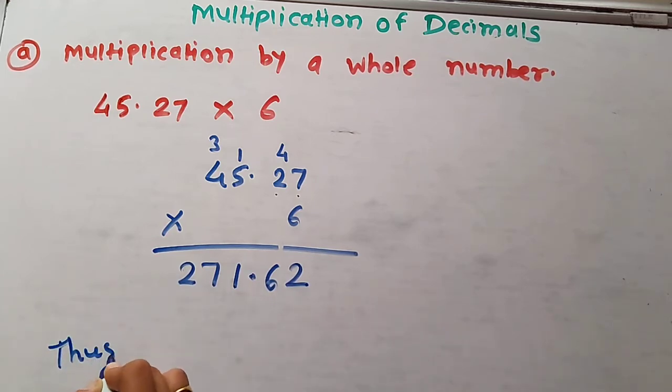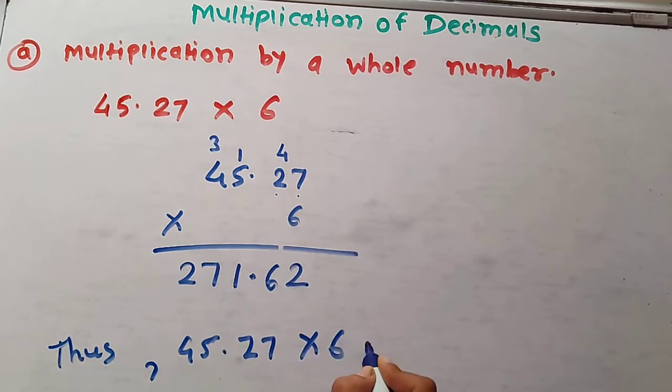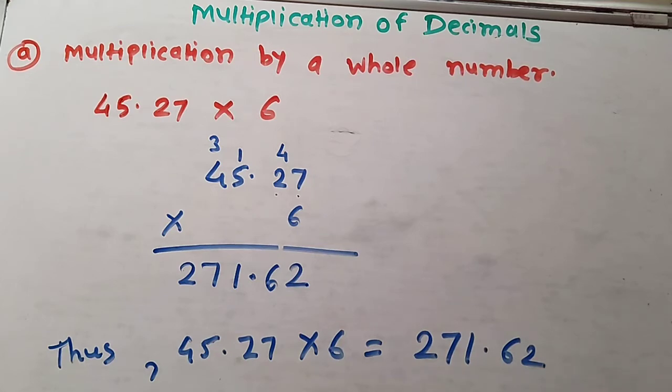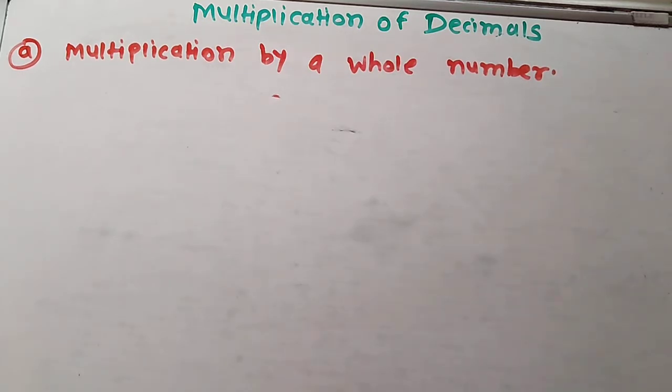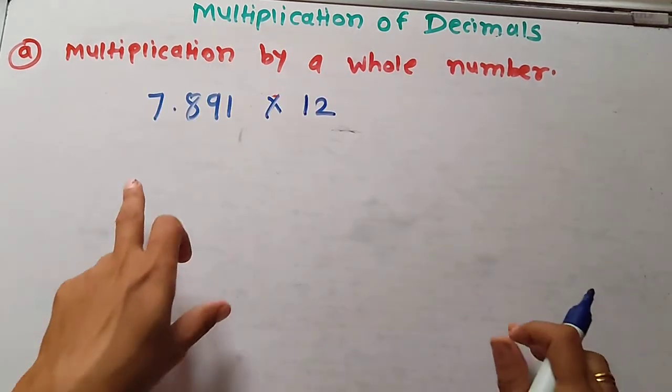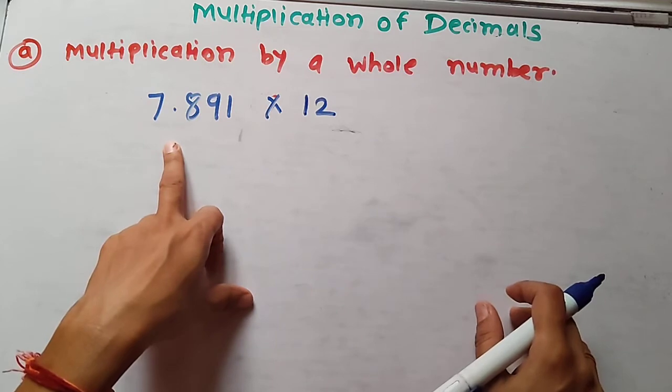So right here, 45.27 multiplied by 6, we get 271.62. This is your answer. Okay, so again we take one more example here. See, this is an example from your exercise 5.5.